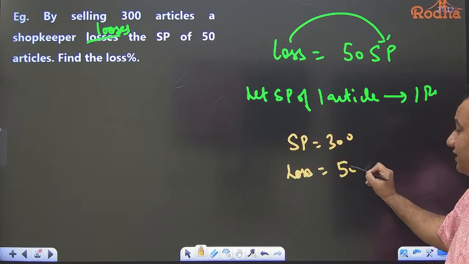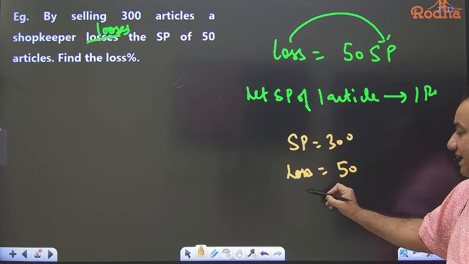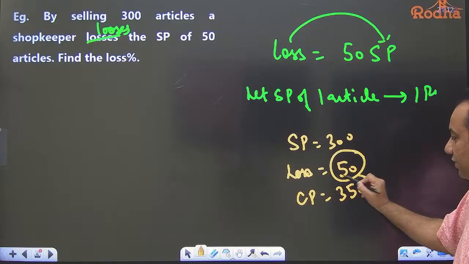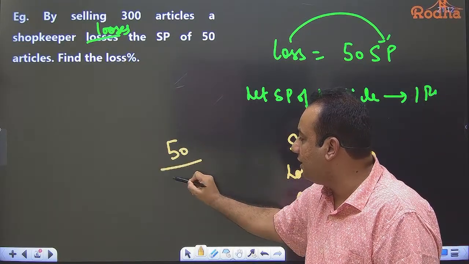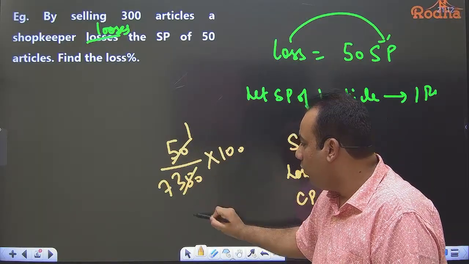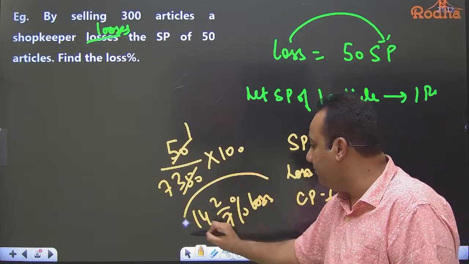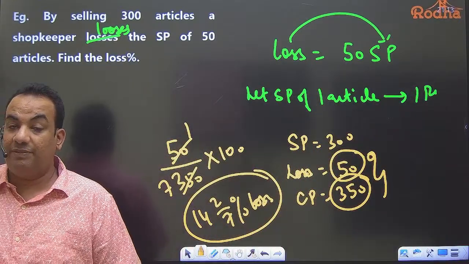If you sold something for 300 and there is a loss of 50, so can I say that cost price is 350? So loss of 50 on 350. So that is 50 by 350 into 100. Answer is 1 by 7. What is 1 by 7? 14.2 by 7%, or you can say 14.28%. Answer is 14.28%. Chahat, please check this.